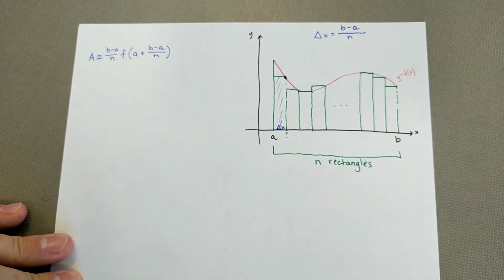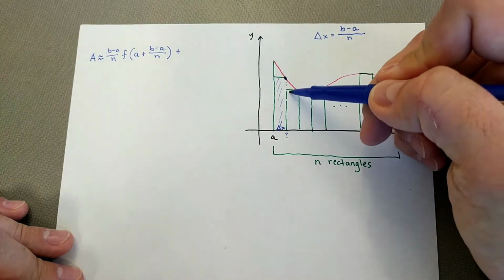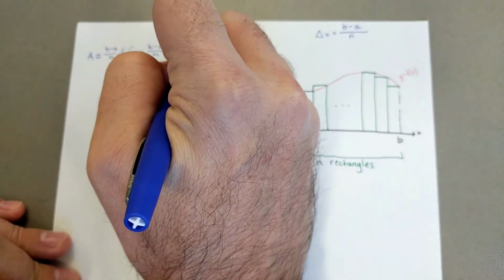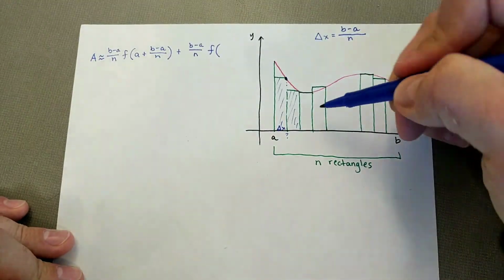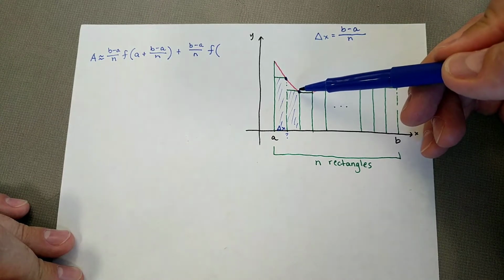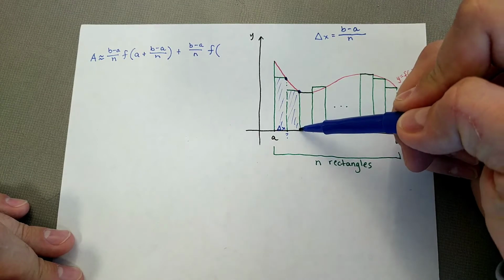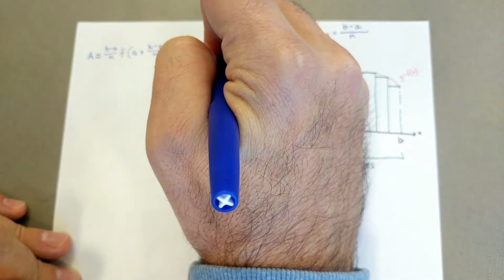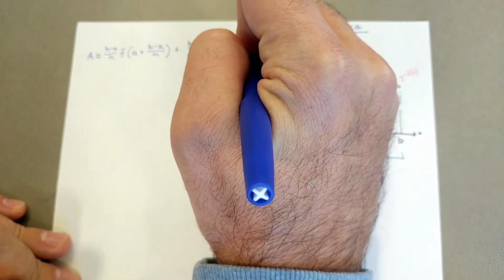Let's keep going here, so plus rectangle number 2. The base length is the same, so it's b minus a over n times, and then the height is based off of that x value there. So f of, this time, a and then 2 clicks over, 2 of these b minus a over n. So a plus 2 times b minus a over n.